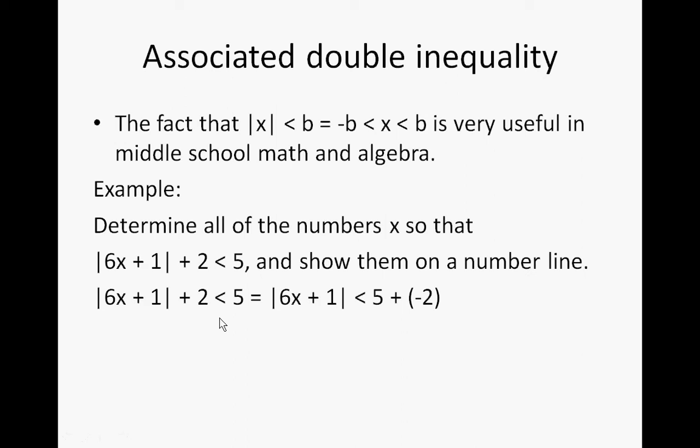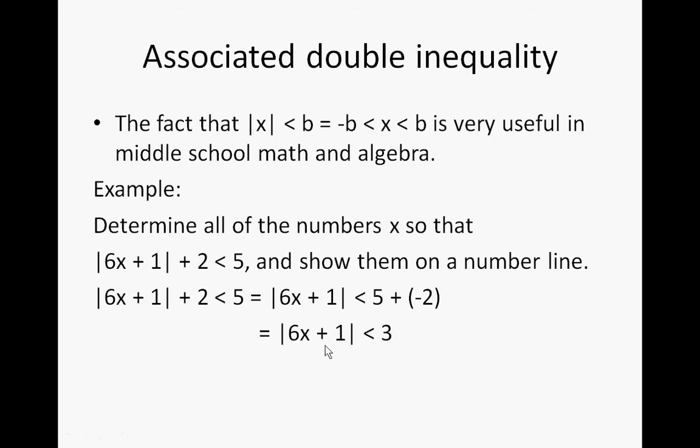So using our fact, and using addition, we can take our plus 2 and move it to the other side of our inequality. Because again, if we say 4 plus 1 equals 5, we can also say 5 minus 1 equals 4. So if we're adding 2 here, we can add a negative 2 to move it to the other side of the equation, or in this case, the inequality.